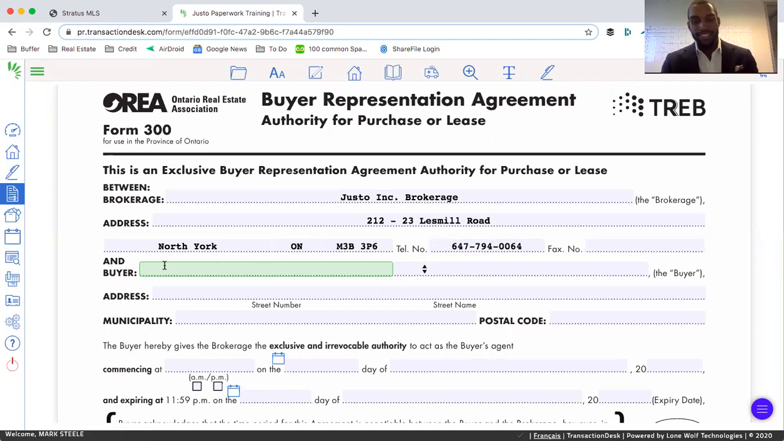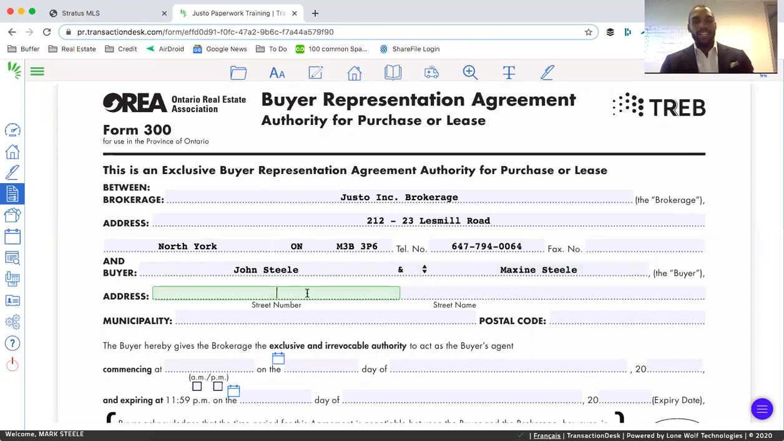Okay, and in the next section here for the buyer, we put our buyer's names. So we're going to say the typical John Smith. We'll call him John Steele for today. So John Steele, and if there's a partner with them as well, we'll put the and symbol and Maxine Steele. All right, so our clients for today are John and Maxine Steele.